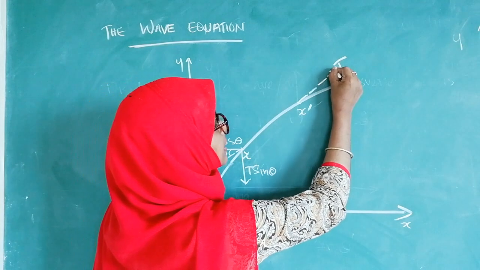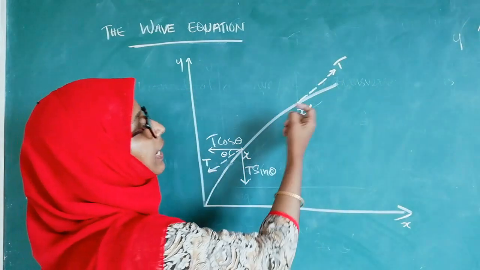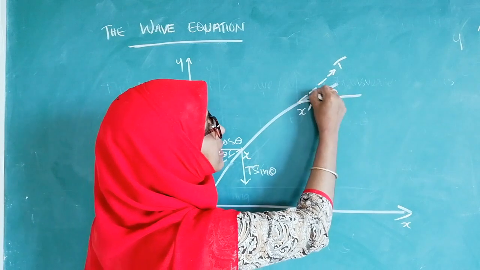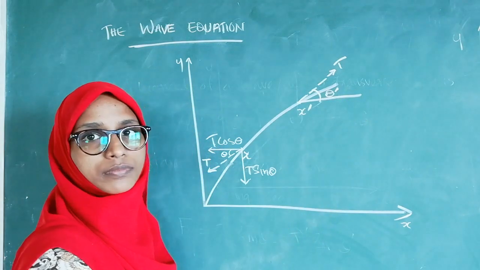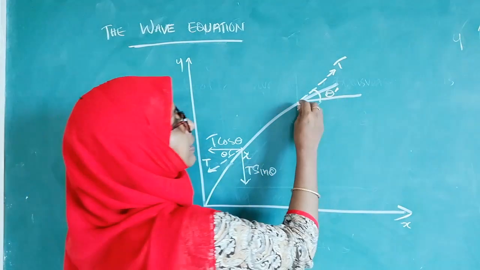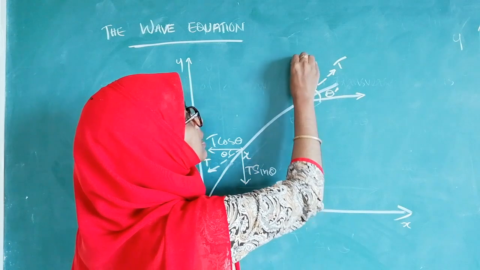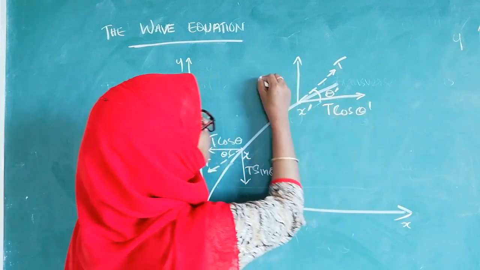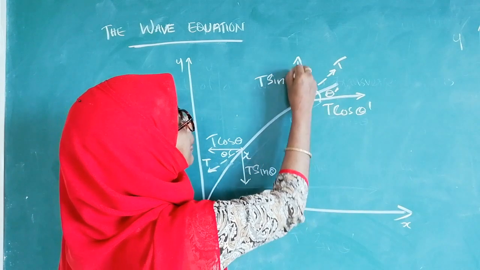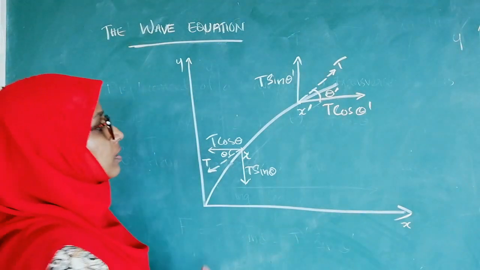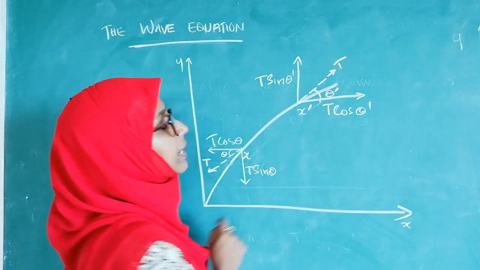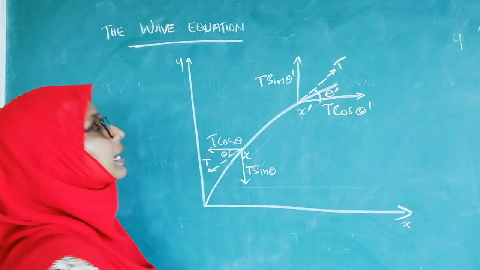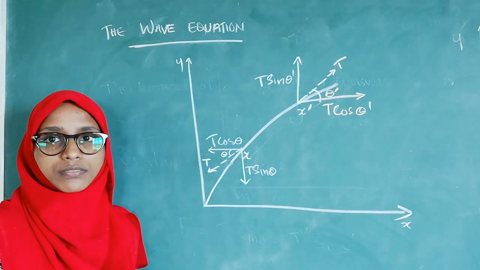Similarly, in this case, the tension is along the rightward direction, and the angle which the tension at x prime makes with the x-axis is given as theta prime. We can resolve these into these directions, and this will be T cos theta prime, and this will be T sin theta prime. So, T cos theta and T cos theta prime will be the components along the x direction, and T sin theta and T sin theta prime will be along the y direction.